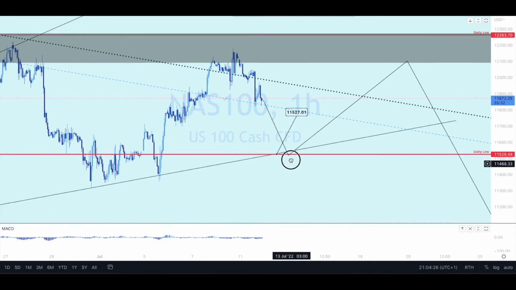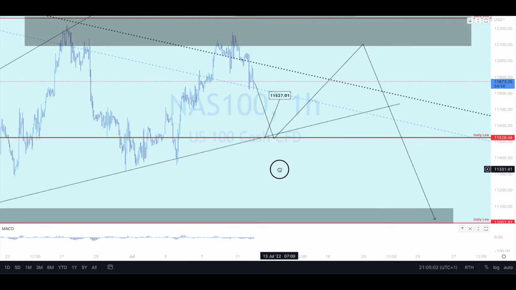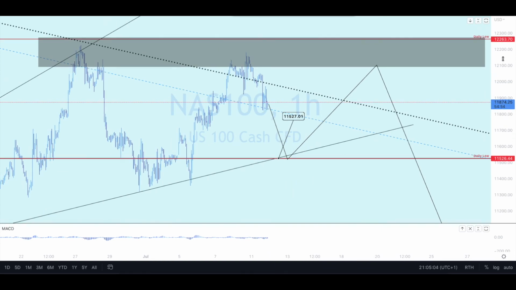And it would need to do a clean break to the downside for me to believe that, okay, it might be giving us a double bottom. So for the title of this video, I'm just going to put down NAS pushing down possibly to 11527.01, right? So I think I've pretty much covered everything I needed to cover in regards to this video.